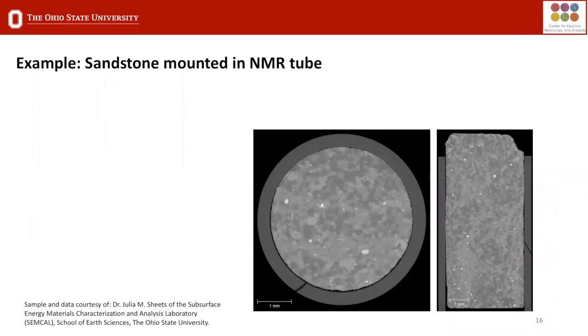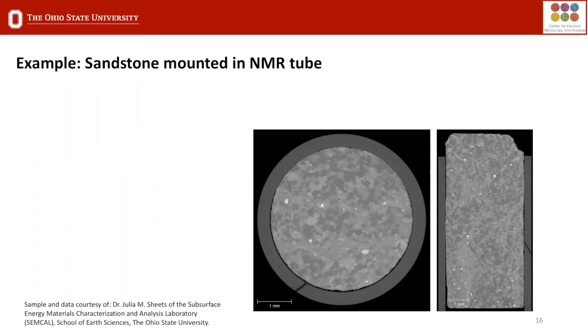In these images, you can see a horizontal and vertical slice taken from a tomogram of a sandstone, which was mounted in a glass NMR tube. This data is from Dr. Sheets at the School of Earth Sciences at OSU. When we went to mount this sample, we filled the NMR tube about 3/4 of the way with sand, and the plan was to sit the sample on top of that sand. However, the rock's plug was slightly larger at the top, and when we placed the sample in, it became stuck. You can even see that this NMR tube is slightly cracked. On the positive side, the sample was now firmly stuck in the NMR tube, which meant it was possible to scan the sample with no sample movement.